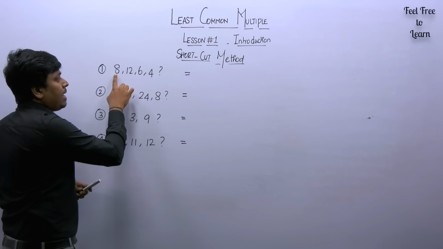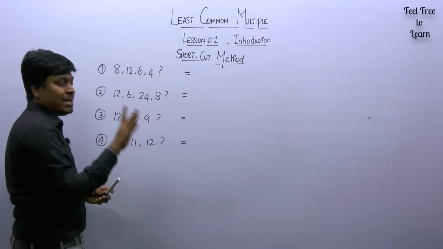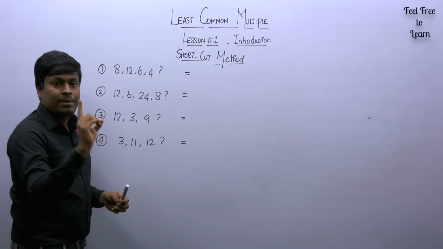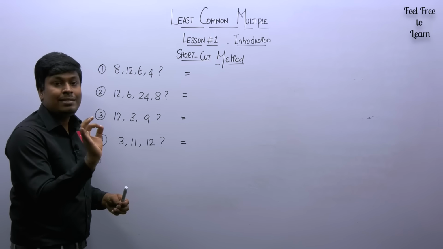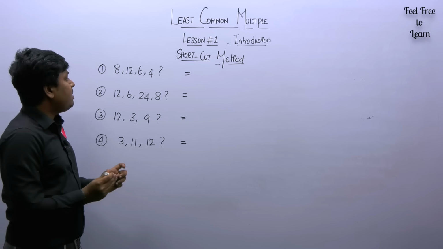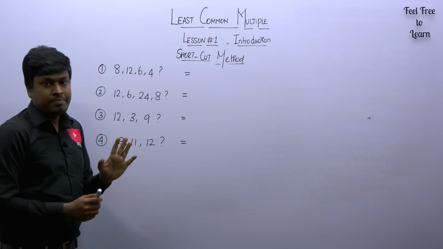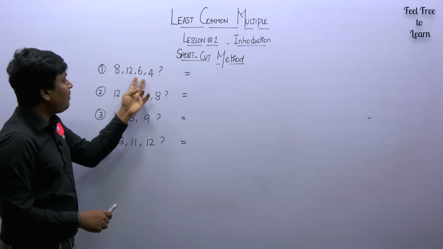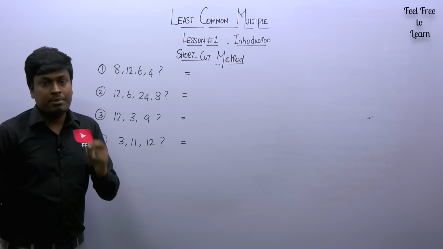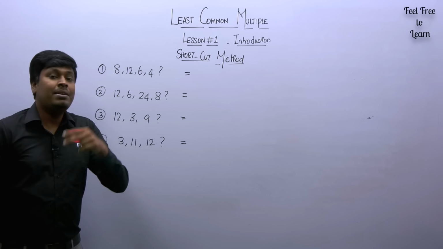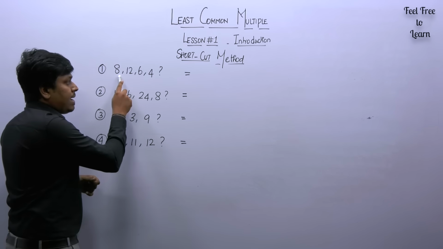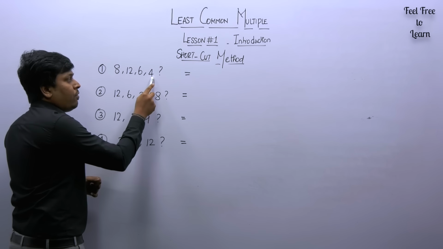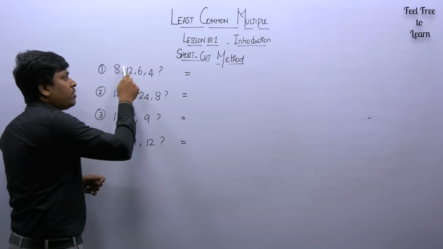So first 8, 12, 6 and 4, we need to find an LCM. The first step is to check whether there is any prime number or not. Is there any prime number here? No prime number here. In case there is a prime number, I will teach you what to do. But here we don't have any prime numbers. Step number 2, you have to see which number is highest. Which number is highest? 8, 12, 6 and 4. The number 12 is highest.